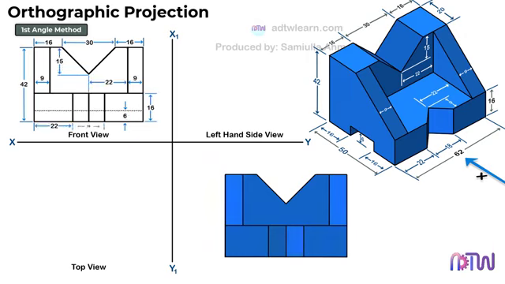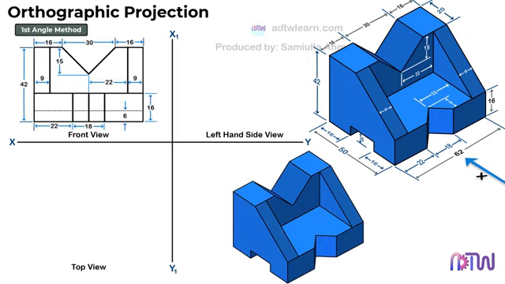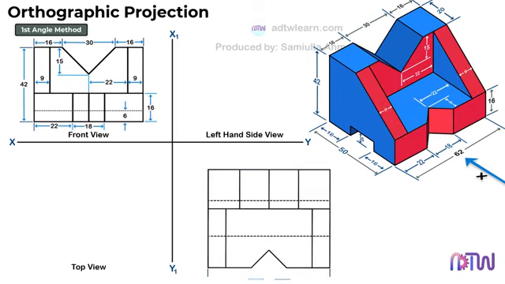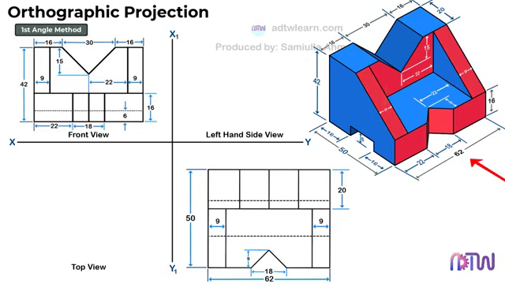Next, we will draw the top view of this object. When we see this object from the top, this is how it looks. The total width of the object remains the same, that is 62 mm. This length will be equal to 50 mm. The thickness of this wall is 20 mm, and the thickness of these walls is 9 mm. The depth of this notch is 9 mm, and the width is 18 mm.